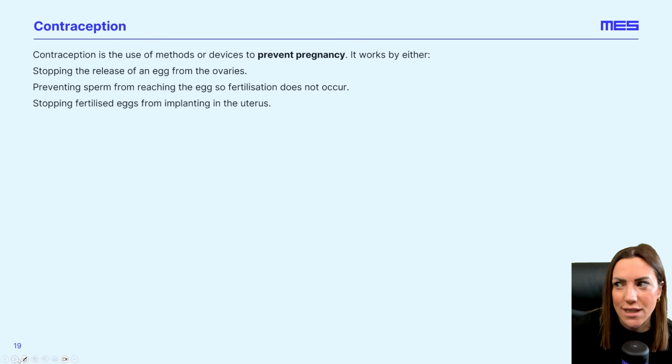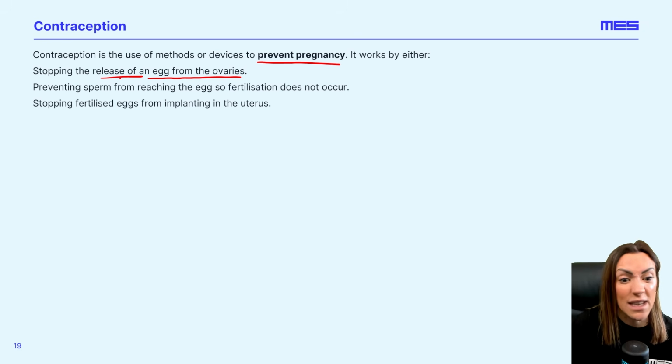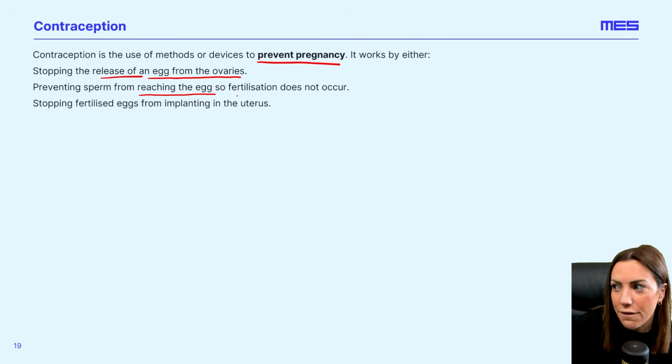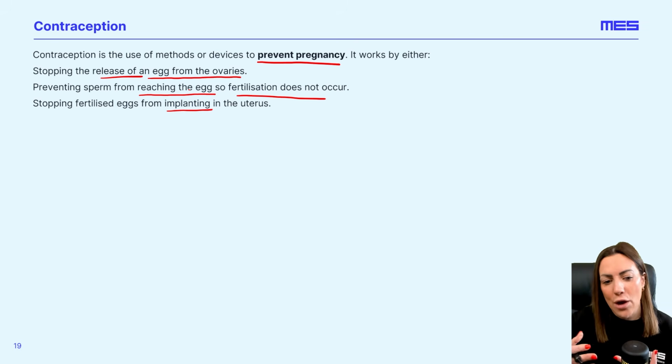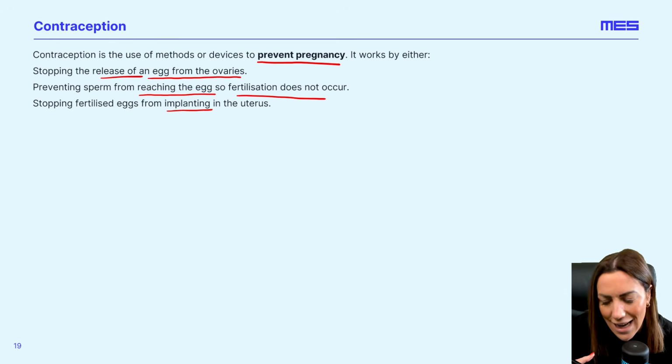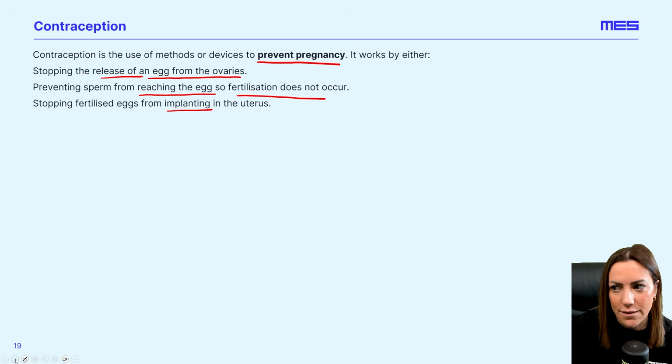So contraception is the use of methods or devices to prevent pregnancy. It works by either stopping the release of an egg from the ovaries, because if there's no egg cell for the sperm to fertilize. Or it could prevent the sperm from reaching the egg, because if the sperm can't reach the egg, can't fuse with the egg, fertilization cannot occur. Finally, it could work by stopping any fertilized eggs from implanting. So maybe the sperm does fuse with the egg, maybe fertilization does occur, but the fertilized egg cell or the zygote cannot implant into the uterus.